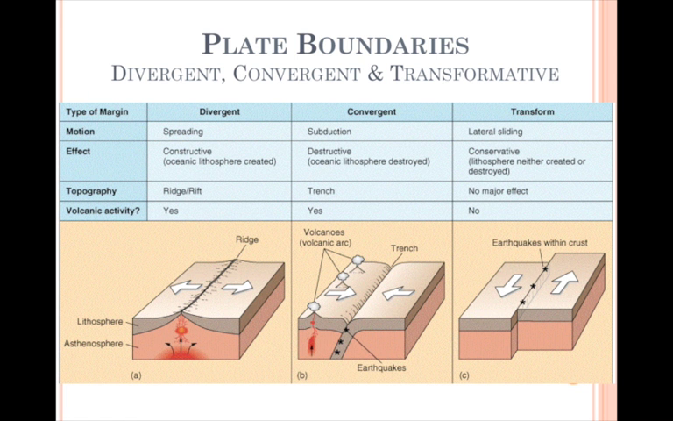There are three different main types of plate boundaries. Divergent is where the plates are spreading apart. Convergent is where the plates are subducting or coming together. And transform is where the plates are sliding laterally against each other, side by side. In the transform plates is where earthquakes most often take place.